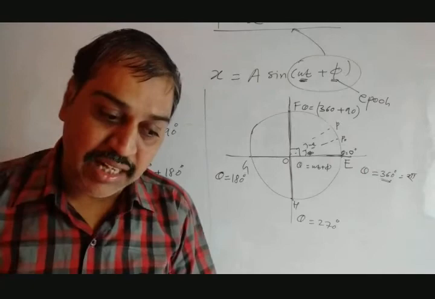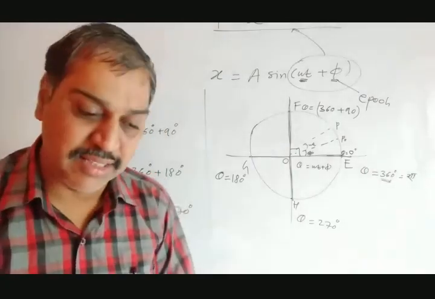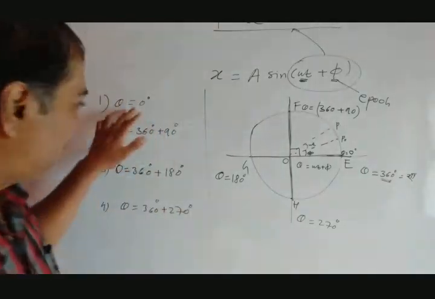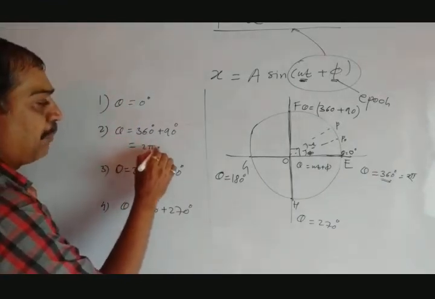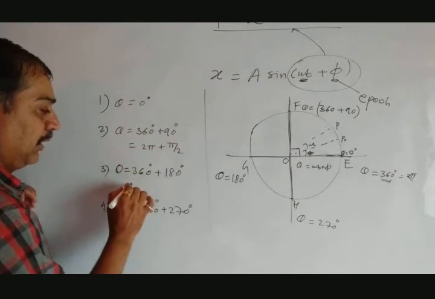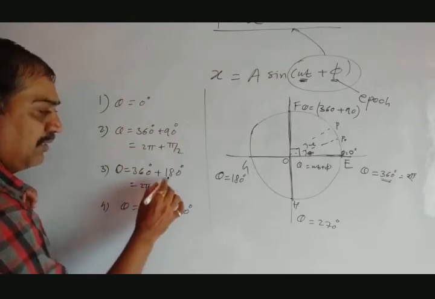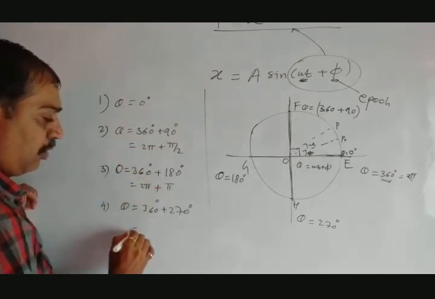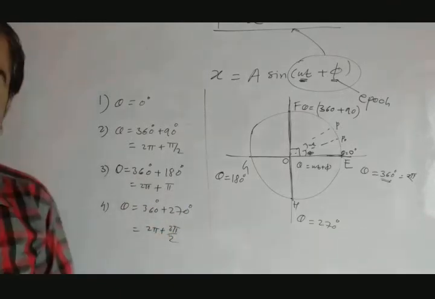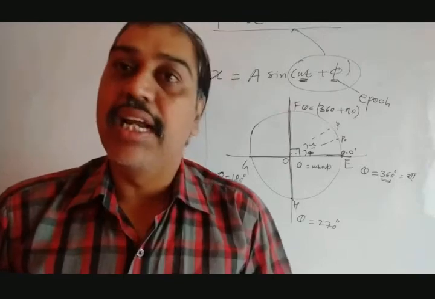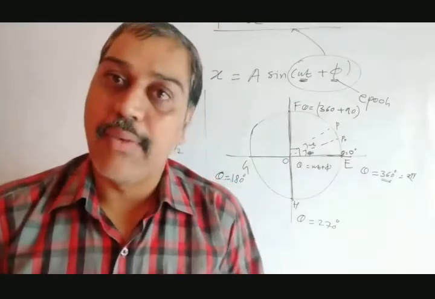The same thing you can write in radians. The same thing they have done in your book. So it is 0, it doesn't matter. 360 means we can write this as 2 pi. Here it is 2 pi plus pi by 2, here 2 pi plus pi, here 2 pi plus 3 pi by 2. So these are nothing but the same angles in radians. The same thing they try to explain here.